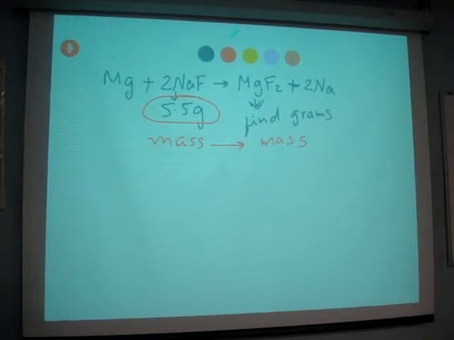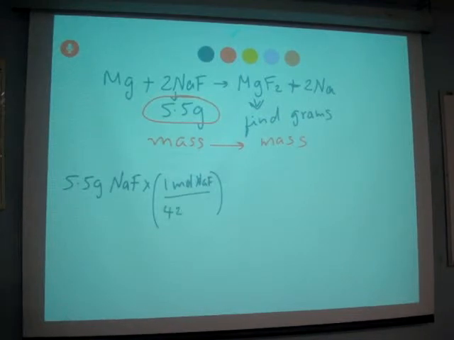Okay, so in this case, let's say we have 5.5 grams of NaF. This is what we start with, this is given. Now we know that 1 mole of NaF, what's the molar mass of NaF? When you calculate, you get 42 grams of NaF. So we cancel grams and we convert it to moles of NaF.